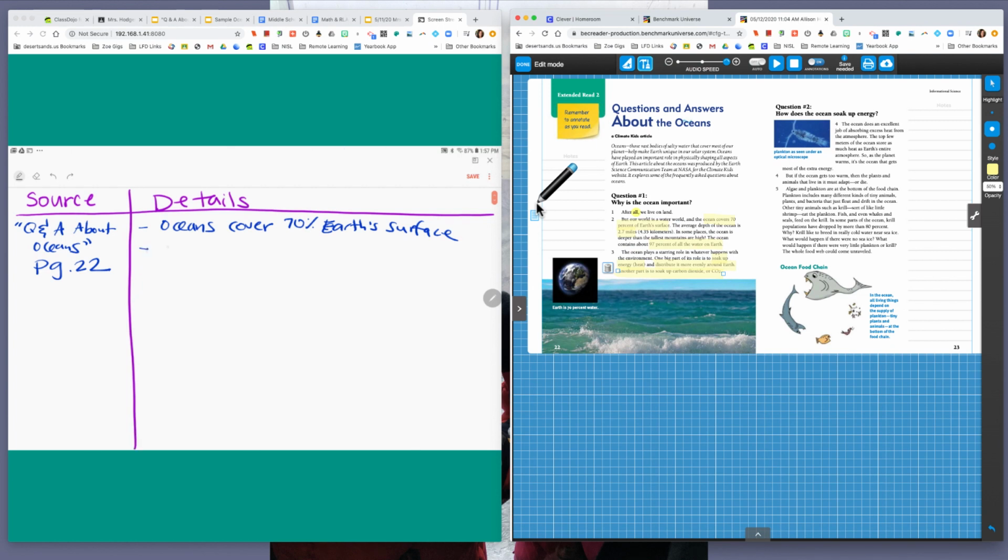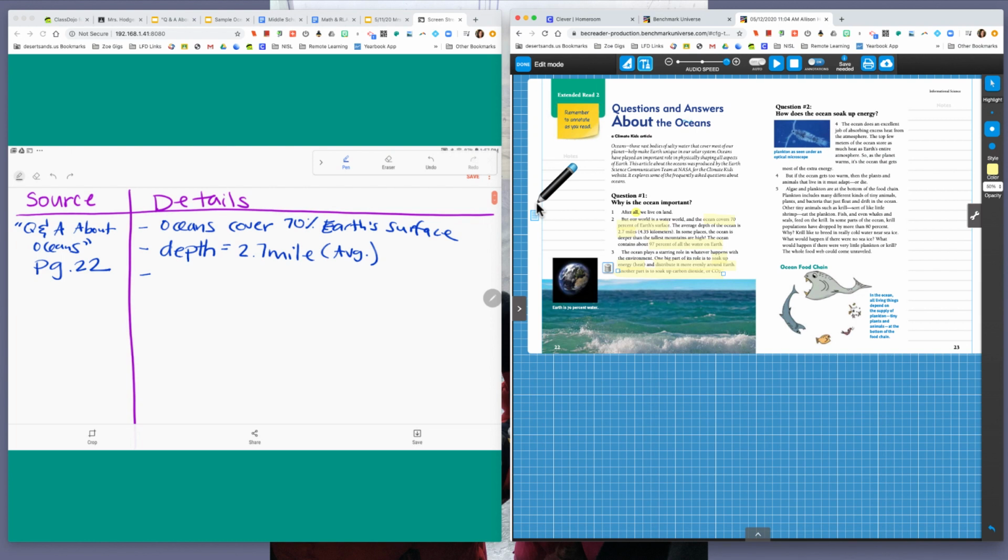The average depth of the ocean is 2.7 or 2 7/10 of a mile. So I'm going to just abbreviate that. I don't have to write that whole sentence. I can just write depth equals 2 7/10 of a mile. That's the average. I'm going to put AVG for average, which means that's not at the deepest spot. That's just in general how deep it is.